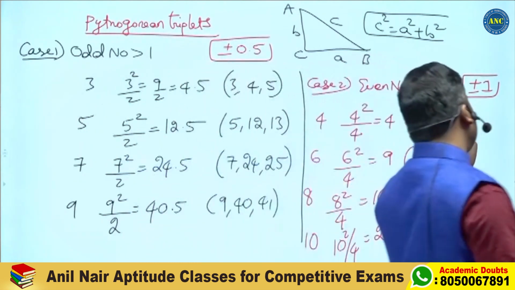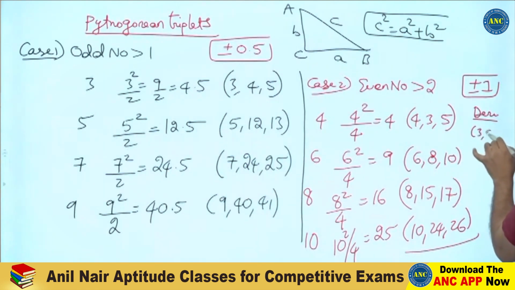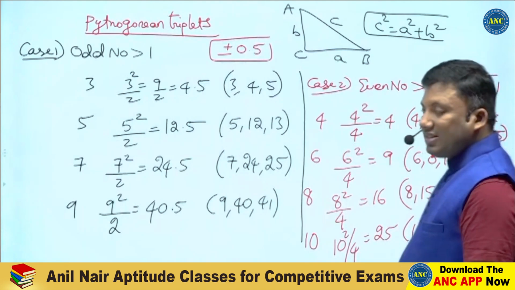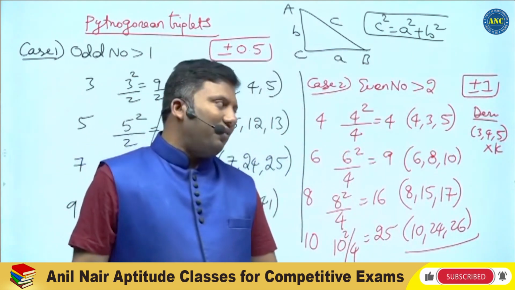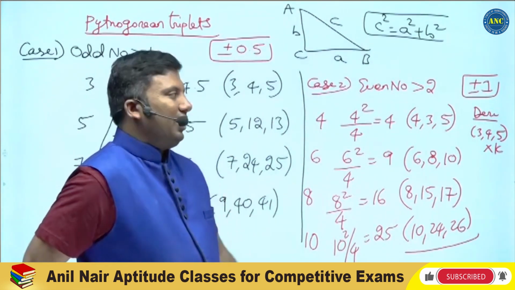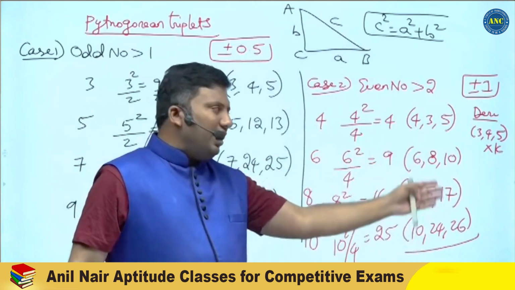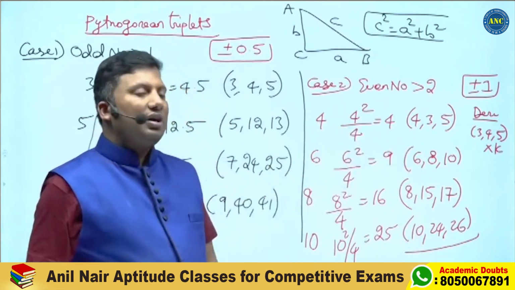Then what is the next thing? Next thing, it is derived. Derived means 3, 4, 5 into k. Put k value 2, I will get 6, 8, 10. Put k value 3, I will get 9, 12, 15. Put k value 4, I will get 12, 16, 20. Like that, k could be any natural number, any fraction and everything. You will get the derived triplets.